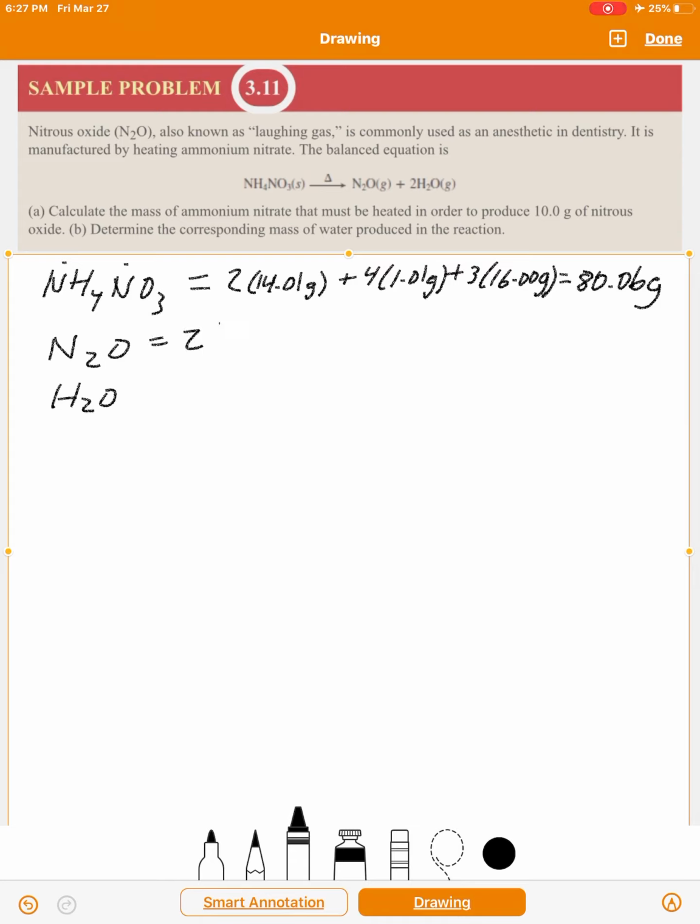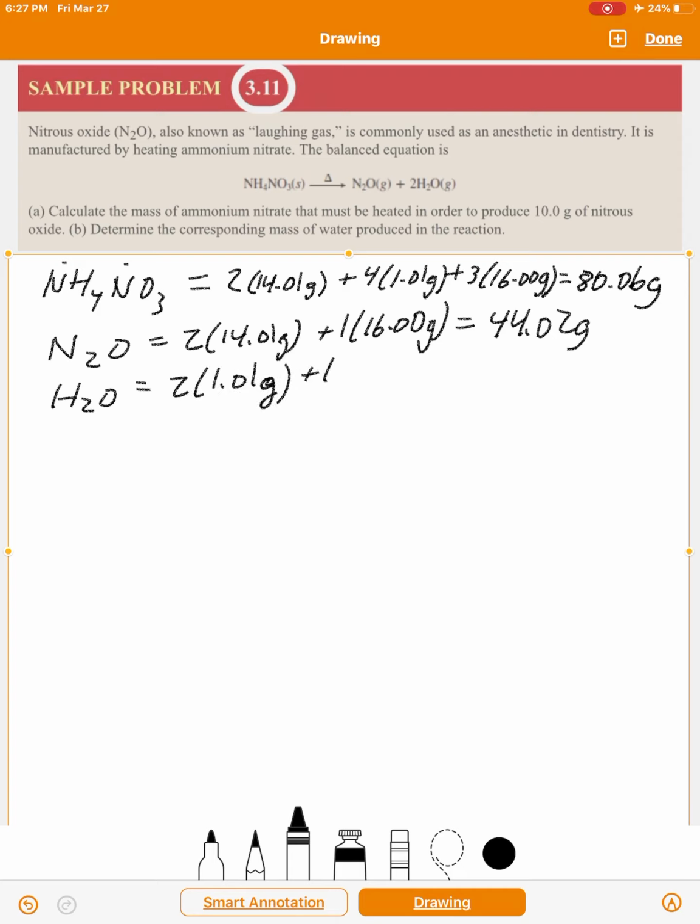Let's do N2O, 2 nitrogens, and 1 oxygen. So 2 times 14.01 plus 16, 44.02. And then for water, 2 times 1.01 grams, plus 1 times 16, 18.02. I wouldn't be surprised if you already remembered that, because we do water quite a bit in these types of problems. So those are our molar masses.